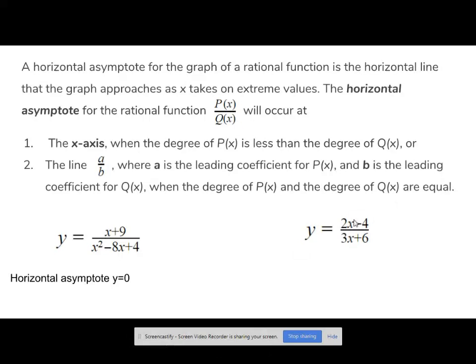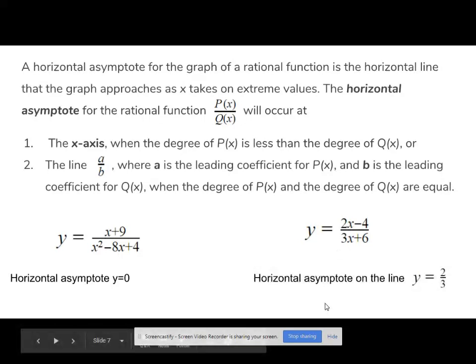For this one, they have the same degree, x to the 1, x to the 1. So the second piece here says if P and Q have equal degree, then the line A over B, where A is the leading coefficient in the numerator and B is the leading coefficient in the denominator. So we ignore the 4 and the 6, that doesn't really matter. And the horizontal asymptote is going to be at the line y equals 2/3. So if the degree is smaller in the numerator than the denominator, horizontal asymptote y equals 0. If they're the exact same, whatever these leading coefficients are, it could be 1 and 1, that's going to be your horizontal asymptote.